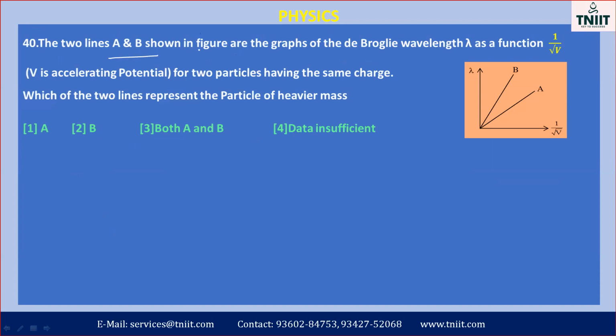The two lines are drawn: de Broglie wavelength versus root V. V represents what? Accelerating potential. What is the de Broglie wavelength formula? Lambda is equal to h divided by root of 2mqV. So lambda and root V, how are they related? Inversely proportional.